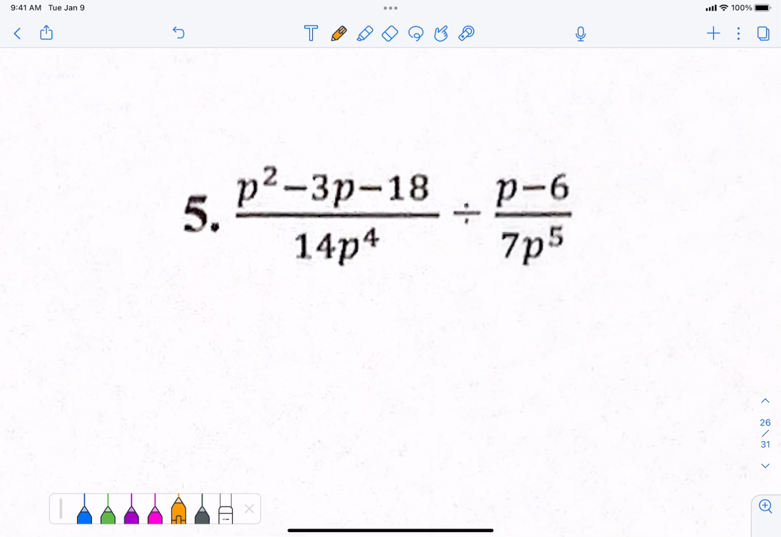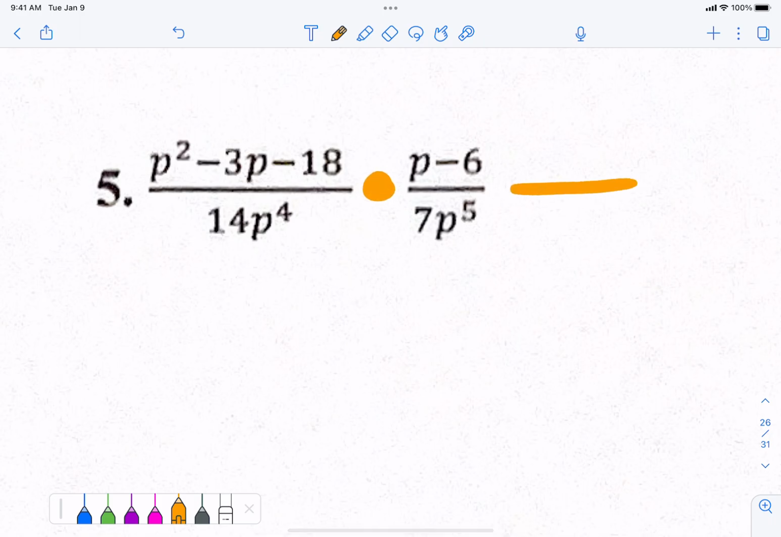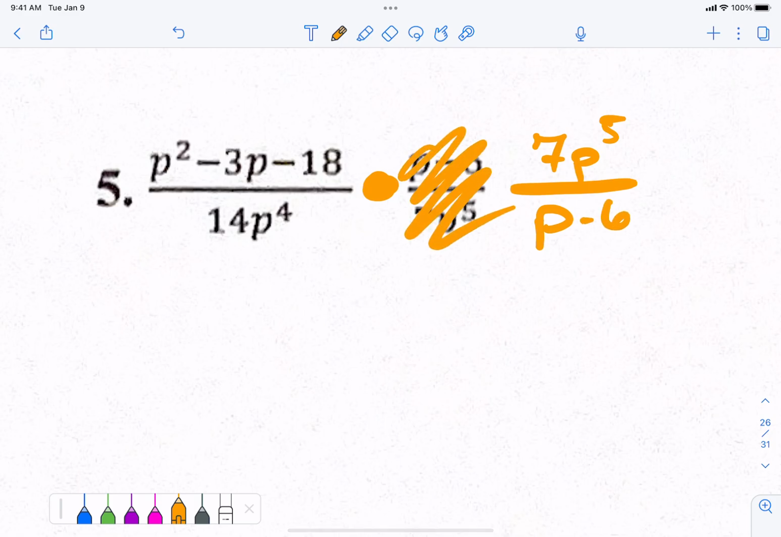Keep flip again. So I'm gonna flip him. I'm gonna change this to multiply, but 7p to the 5th is going on the top and p minus 6 is going on the bottom. So I'm flipping him around, and I'm going to be lazy and do it like that. Okay? All right, is this trapped or not trapped?